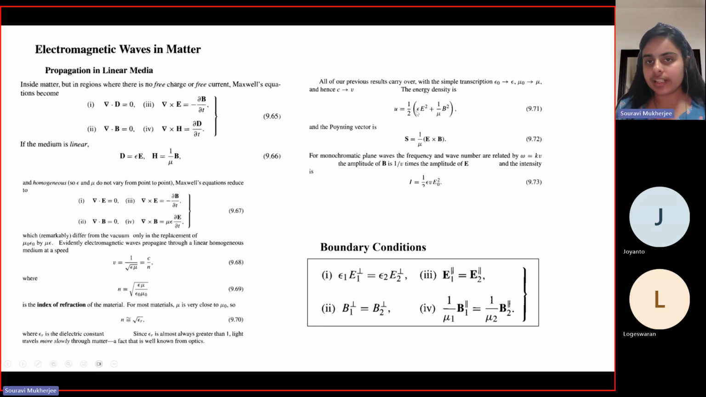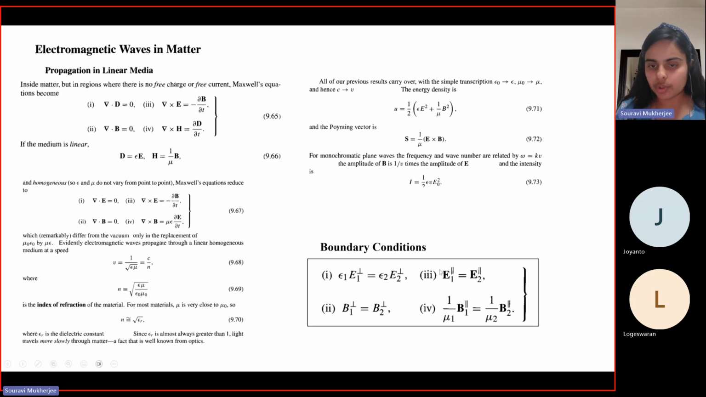And now this is again the energy expression where you have epsilon and mu coming in. The Poynting vector also changes. So in all these expressions, you are replacing the speed of light in free space, which is c, by v, which is the speed of light in that particular medium. And you're replacing epsilon naught by epsilon and mu naught by mu.